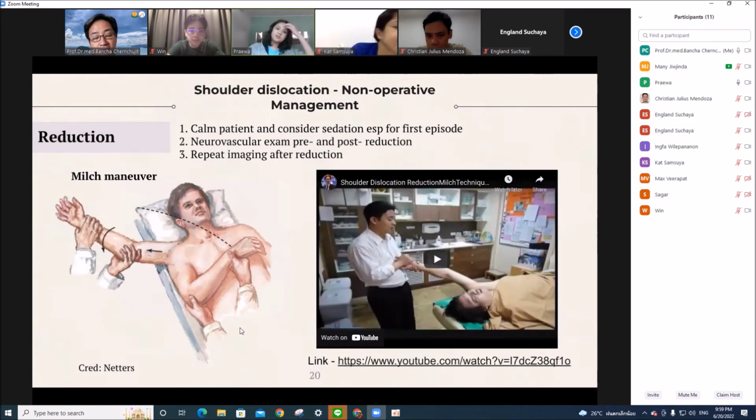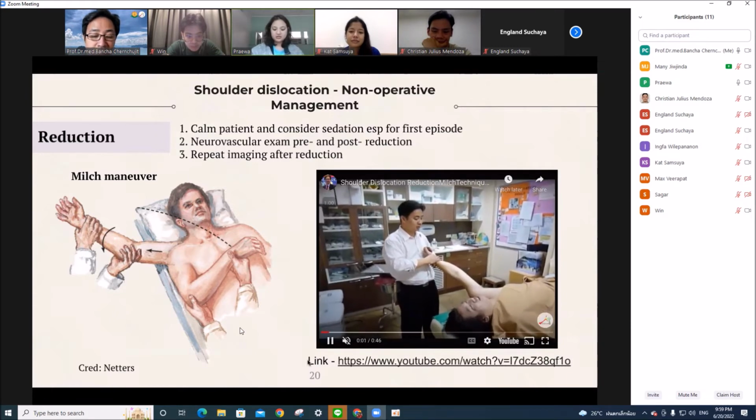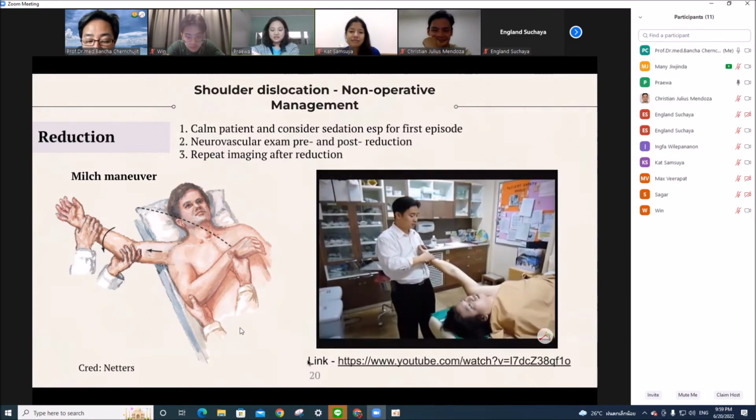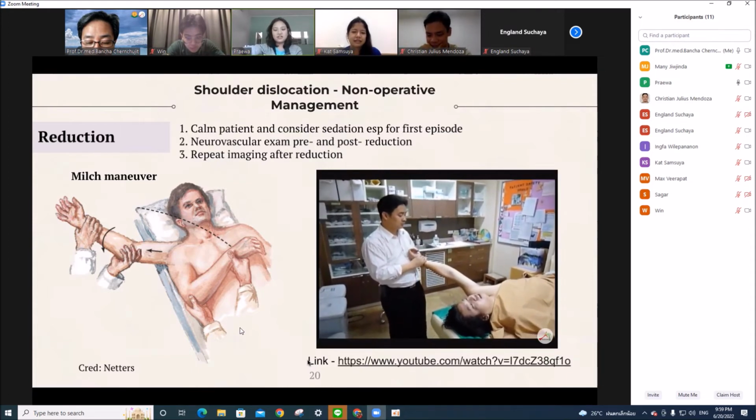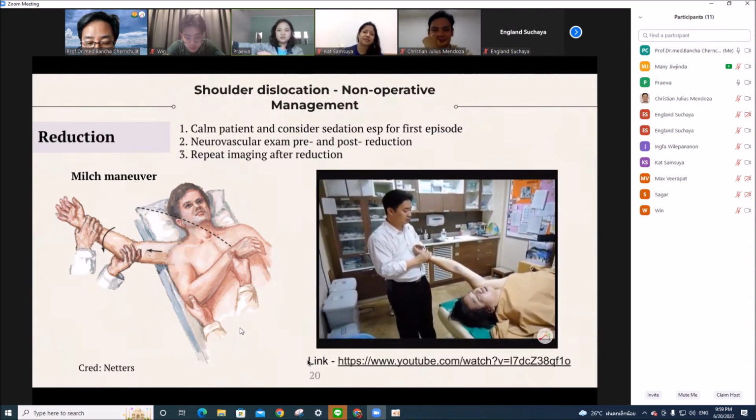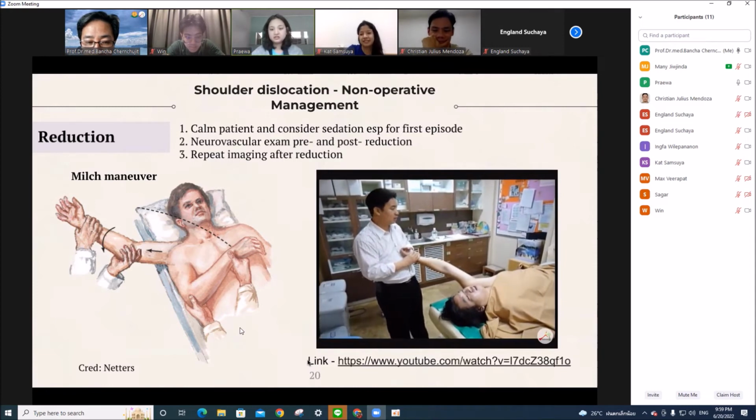So we're going to talk about the reduction. The first one is the Milch maneuver. Can you play the video too? Basically you do downward traction and external rotation and then abduction of the limb. See that the patient is awake.